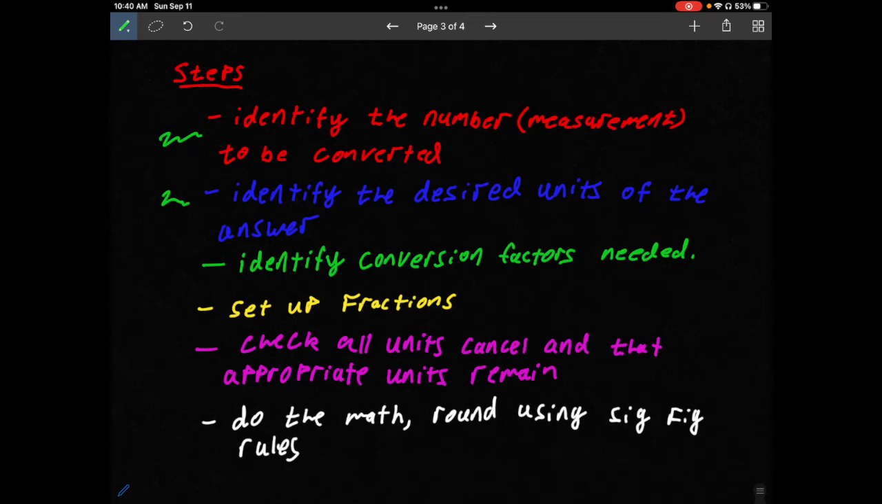So I need to figure out a way to get kilometers into miles. And that's where step 3 comes in, right here. Identify the conversion factors needed.